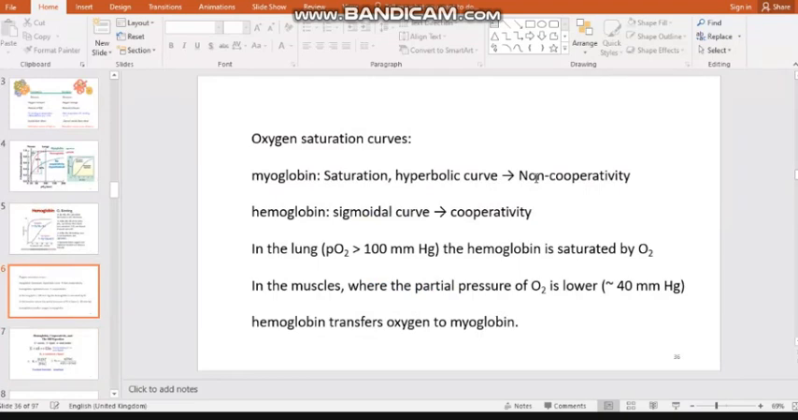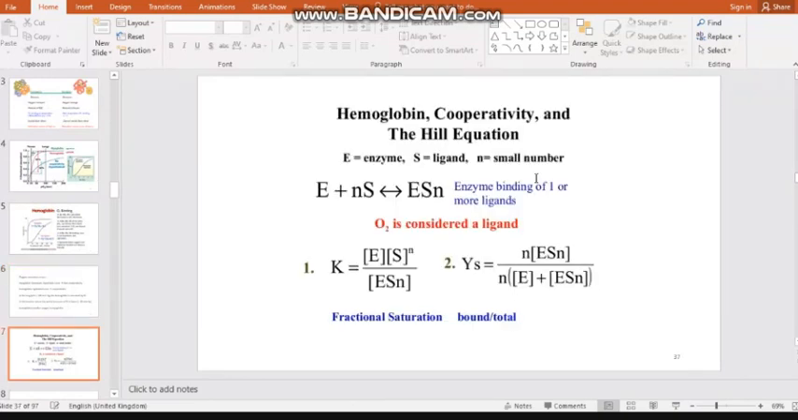So this is what we have discussed. This is the way how they are arriving at the Hill constant. The Hill constant is obtained by considering this reaction equilibrium. That is the enzyme plus n number of substrate. Substrate is nothing but our oxygen. So that will combine together to form the enzyme substrate complex.